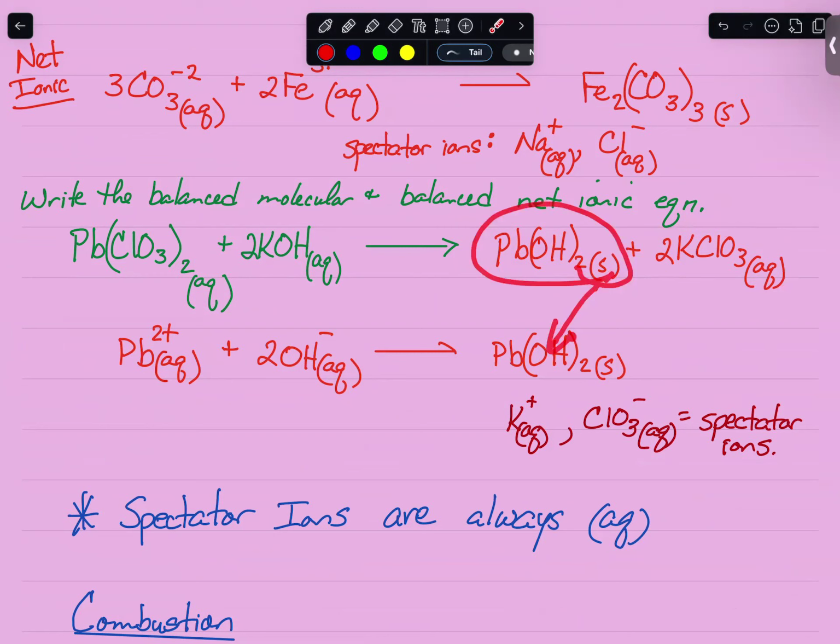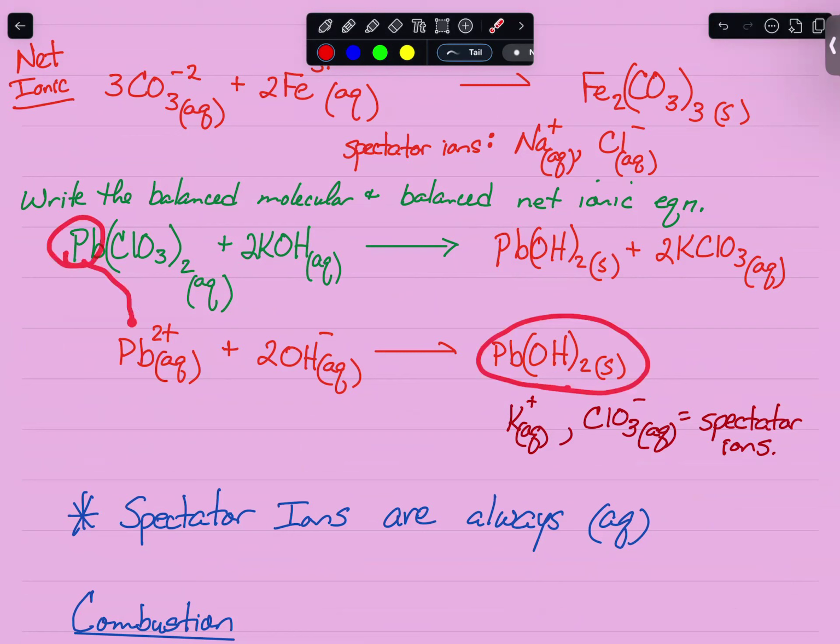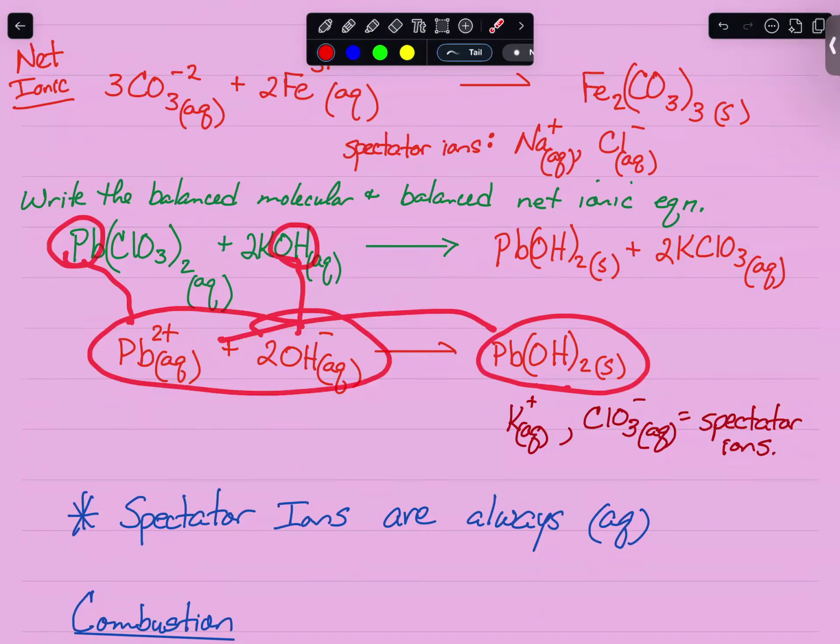So let's start with our solid. Boom, bring it down. How do we form lead hydroxide? We take some lead ions, we take some hydroxide ions, and we form lead hydroxide.